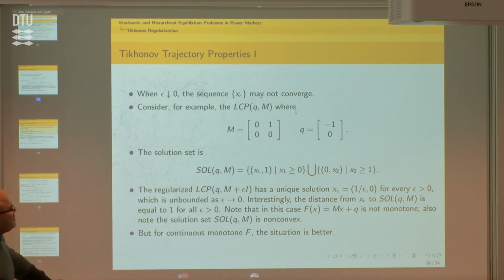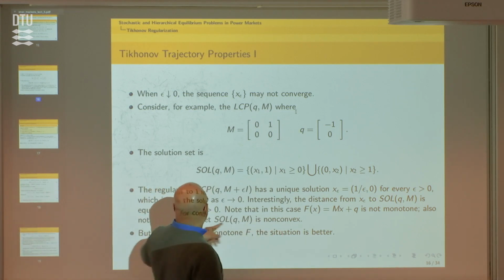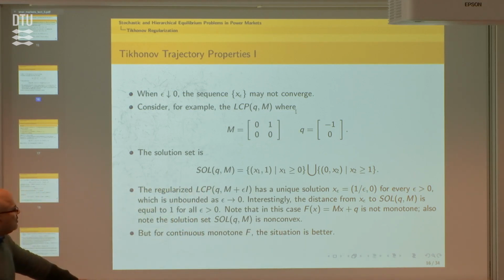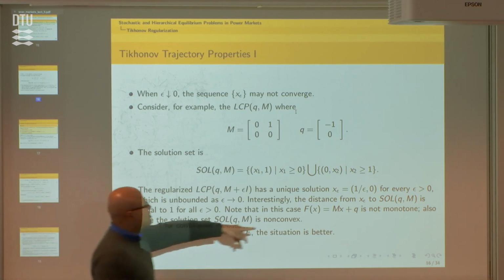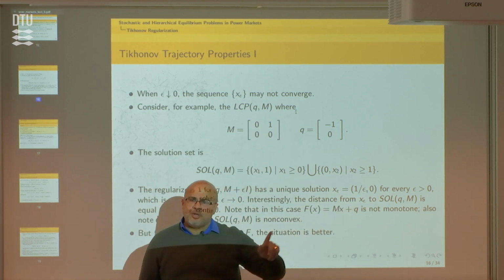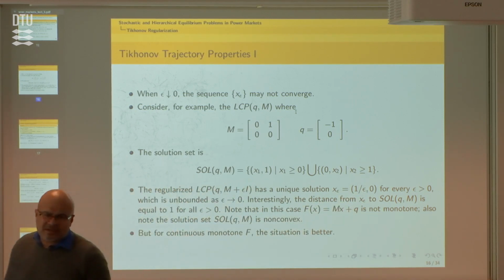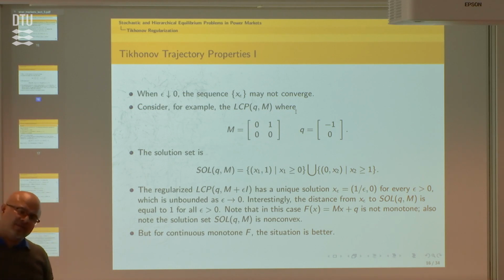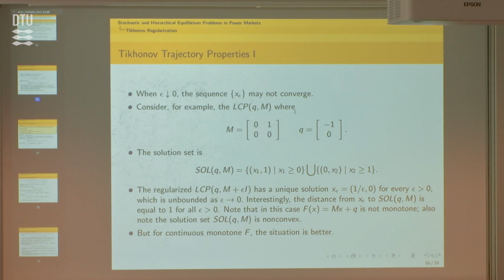Now, you can see that the distance from x of 1 upon epsilon to the solution of QM is 1 for all epsilon, right? But you can see that as epsilon goes to 0, this is blowing up. So one thing you have to remember is that regularizing does not always help. Sometimes if you regularize, the solution itself gets affected by the regularization parameter, and that effect shows up in the reciprocal. So as epsilon goes to 0, this thing blows up. So you have to be a little careful about how you do this.